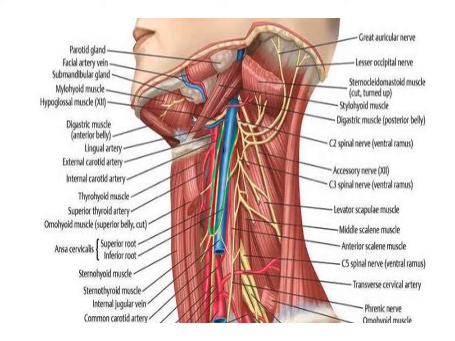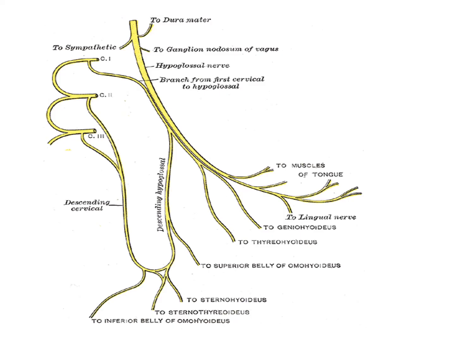Next we move on to the formation, how this Ansa cervicalis is formed. So you can see here that this is the hypoglossal nerve and this is a component of the carotid triangle. So this is the descending branch of the hypoglossal nerve which carries with it the fibers from the first cervical spinal nerve. So this becomes the superior root of the Ansa cervicalis.